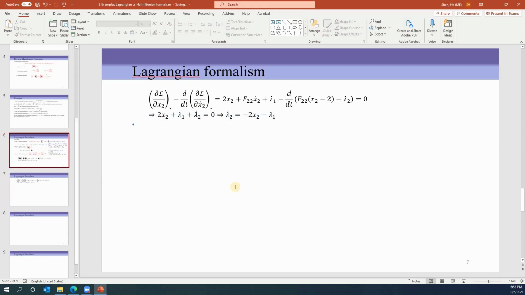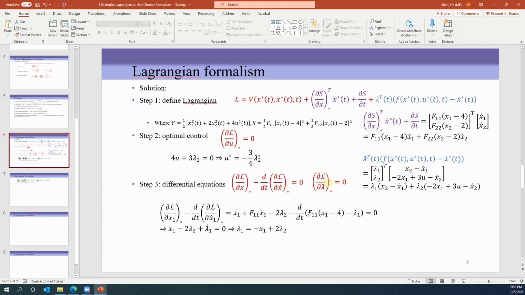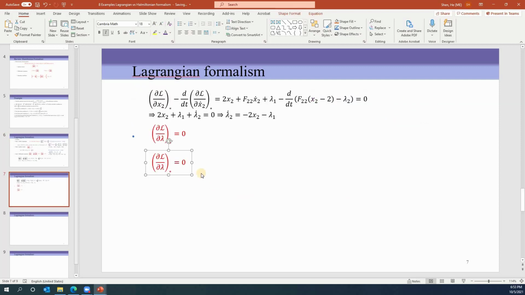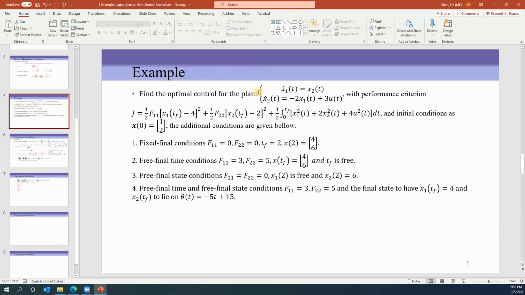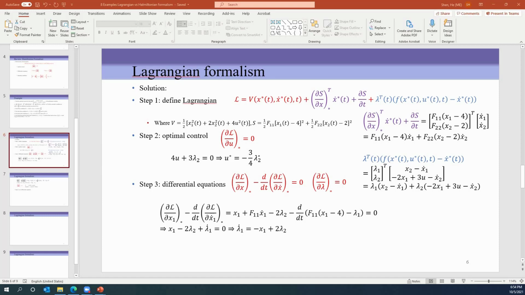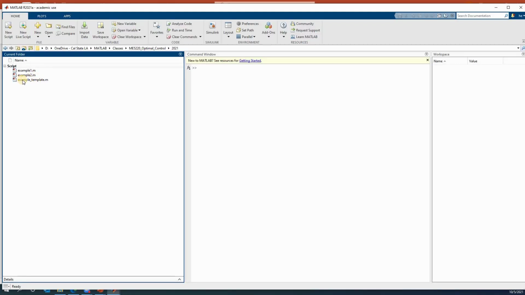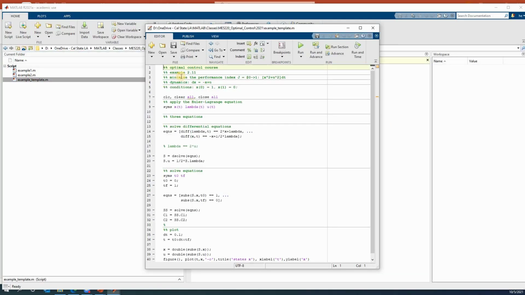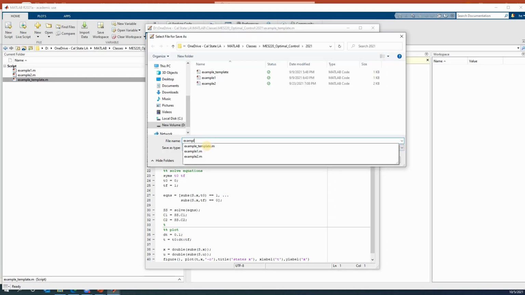We got the 2 differential equations from the Euler Lagrangian equation. The next equation is the co-state equation. So this basically gives us the differential equations. We can just copy the differential equations directly. Now we have 4 differential equations. We can try to solve these differential equations. We'll use MATLAB to do it. So we provide you a template. You can just customize the template to help you to solve the differential equations. Let's just save as example 3.